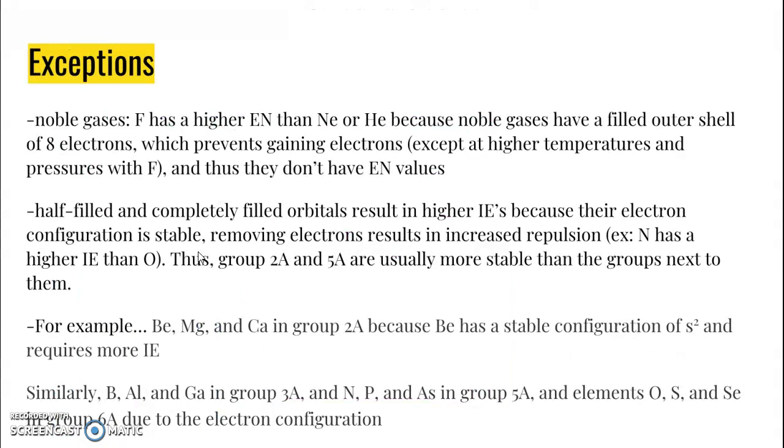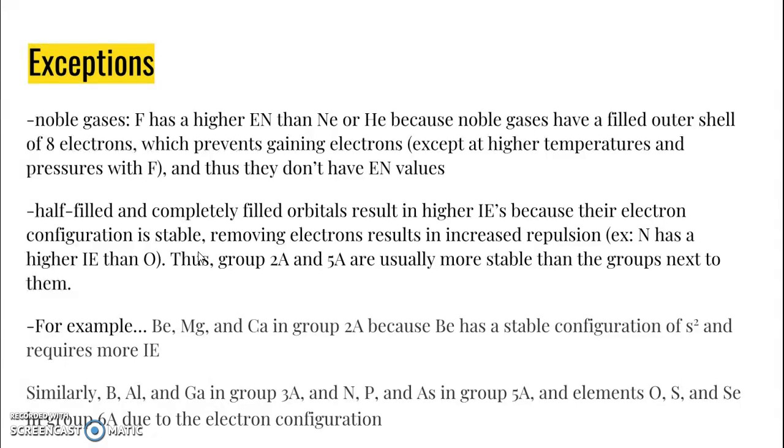There are some exceptions, like noble gases. Fluorine has a higher electronegativity value than neon or helium because noble gases have a filled outer shell of 8 electrons, and so that kind of prevents them from gaining electrons because they're already stable.